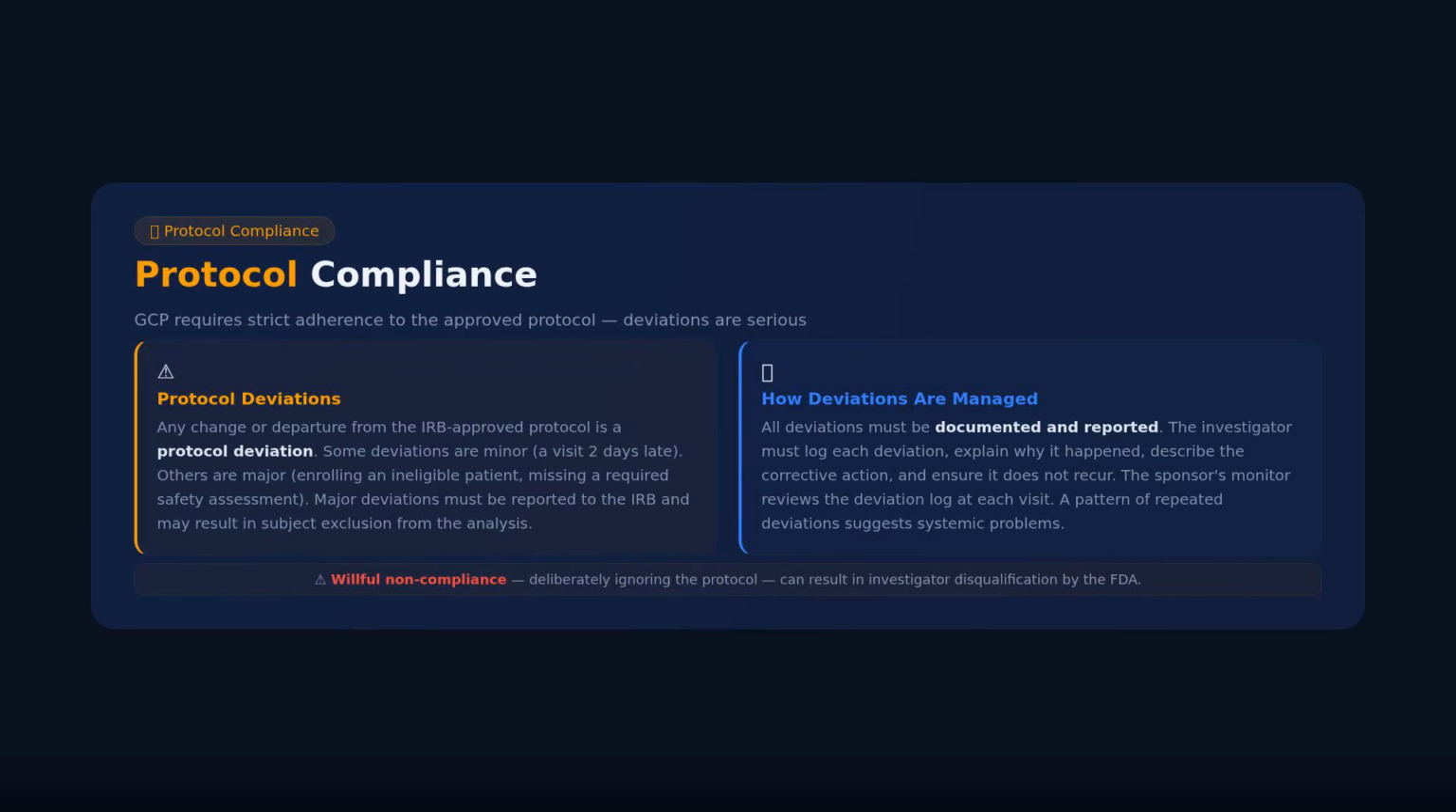Protocol compliance. GCP requires strict adherence to the approved protocol. Any change or departure is a protocol deviation. Minor deviations include a visit 2 days late. Major deviations include enrolling an ineligible patient. Major deviations must be reported to the IRB. All deviations must be documented, explained, and corrected. Willful noncompliance can result in investigator disqualification by the FDA.